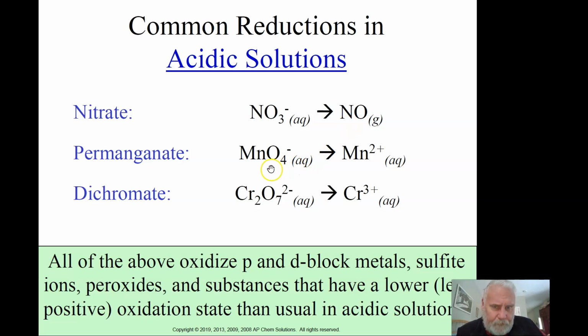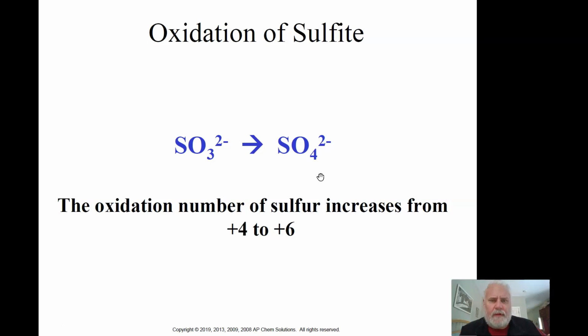So here, manganese goes from +7 down to +2. So these are reduction reactions, and you just want to kind of commit these to memory. Those are three really common ones.